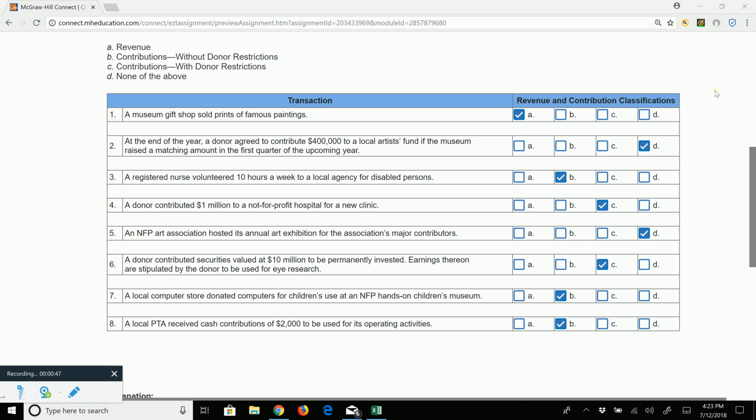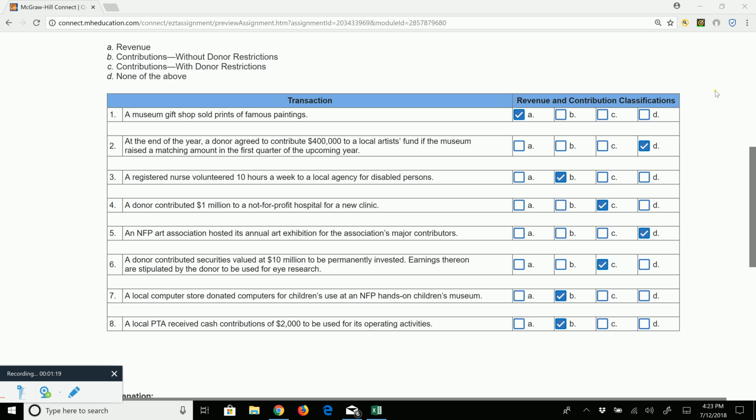Now, the other thing we have to understand is the timing of when contributions are recorded. Contributions can only be recorded when they are unconditional, meaning the nonprofit doesn't need to do anything to earn that contribution. So restrictions are okay for revenue recognition purposes, but qualifications are not okay for revenue recognition purposes. So keep that in mind.